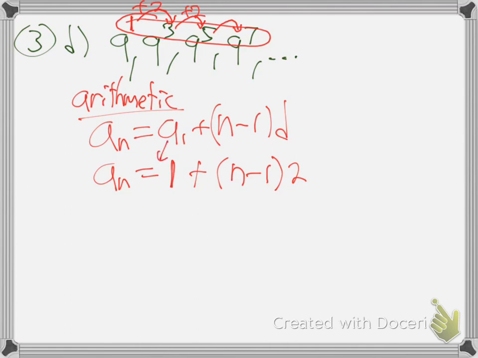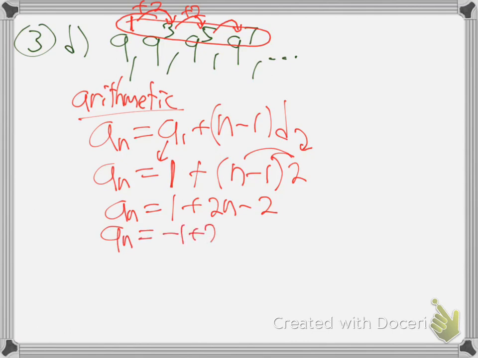So the a sub 1 is 1, the difference is 2. And then distribute that. So I get 1 plus 2n minus 2. I get, what's that, minus 1 plus 2n. Everybody good there? So I'm just combining numbers, right? 1 and minus 2 made negative 1 plus 2n. So what's the formula then?